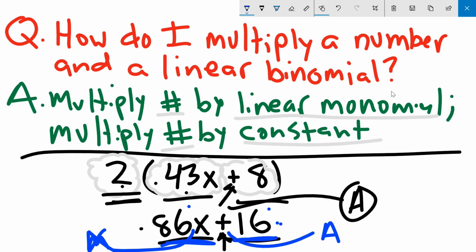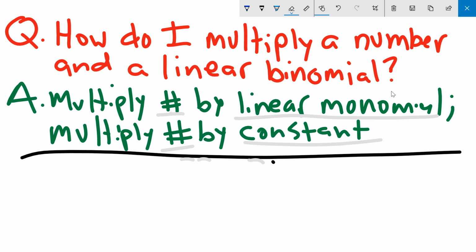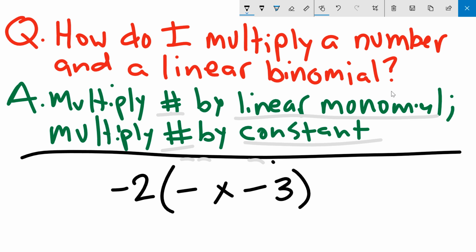Now, I want to show you another example. It's important that I show you a second example because what happens if there's a bunch of subtraction involved? What if there is subtraction involved? Let's take a look. Here we go. There's going to be no context with this. I'm just writing an expression up. I'm not going to say this is what it represents or anything like that. I just want to get my point across to you, how to multiply a number in a linear binomial.